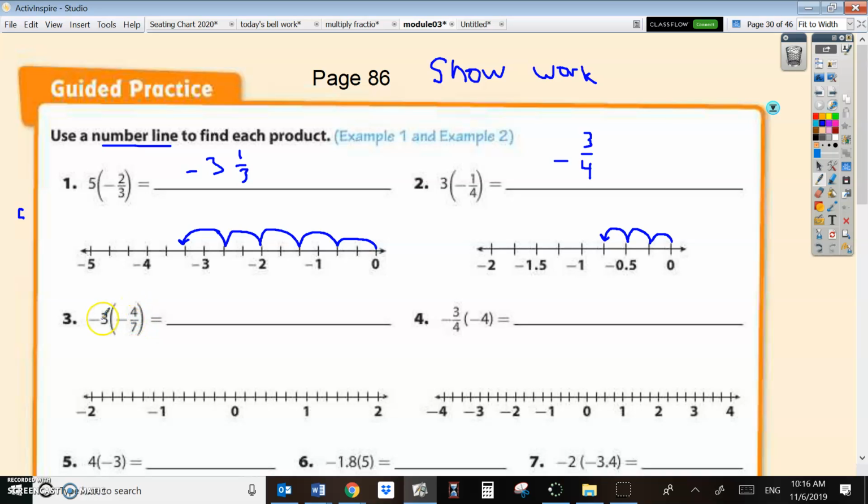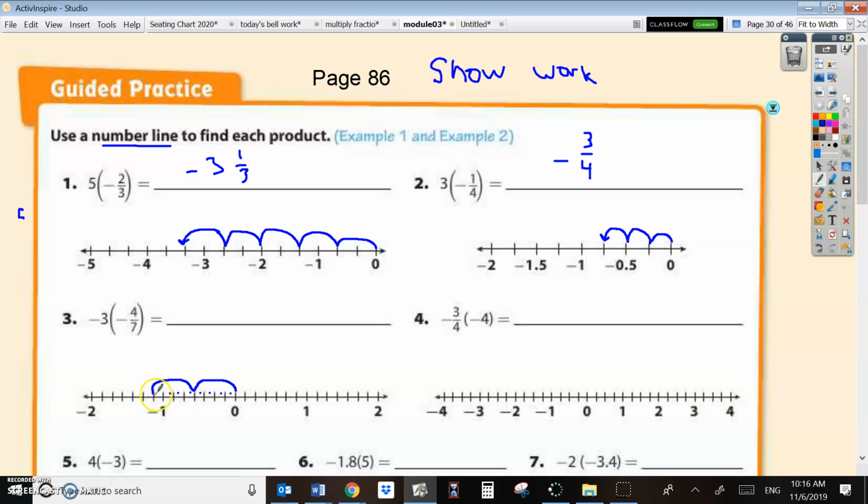So negative 4 over 7, do it 3 times. So go in the negative direction. Are there 7 spaces here? 1, 2, 3, 4, 5, 6, 7. Okay, so do 4 of those. Is that 4? 1, 2, 3, 4. And then go 1, 2, 3, 4 again to right here.